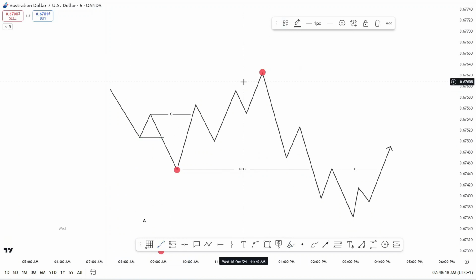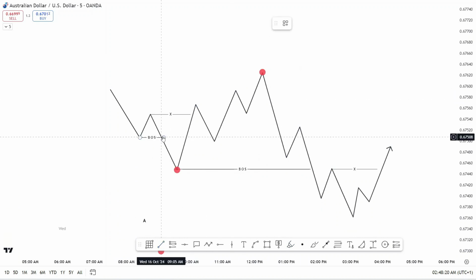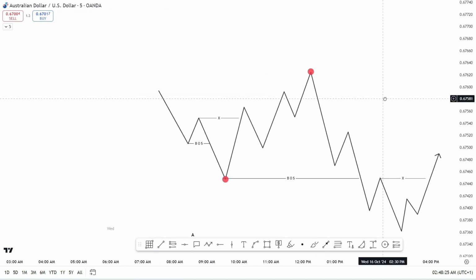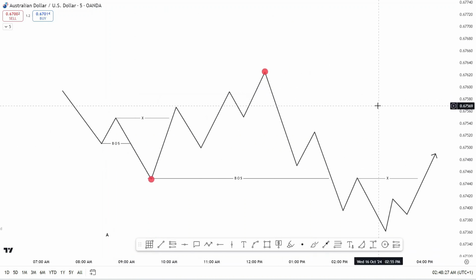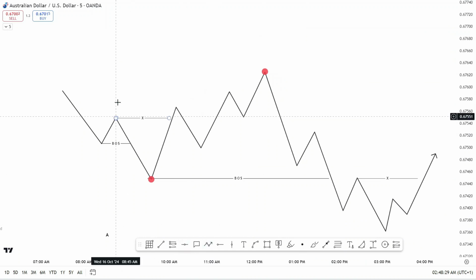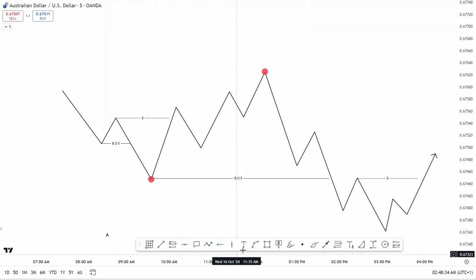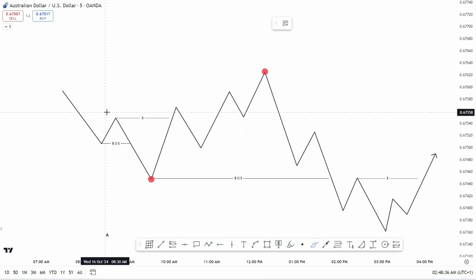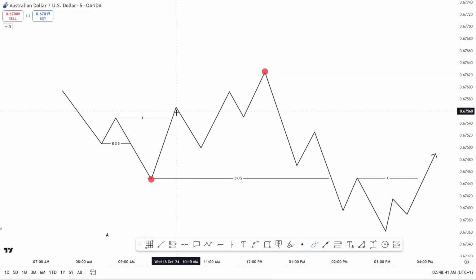After the break of structure, the next thing we should look out for is inducement. How do we look for inducement? The inducement is the last swing point before the break of structure. So in this case, this zone here becomes our inducement. Because our inducement has been taken, what we do is this.